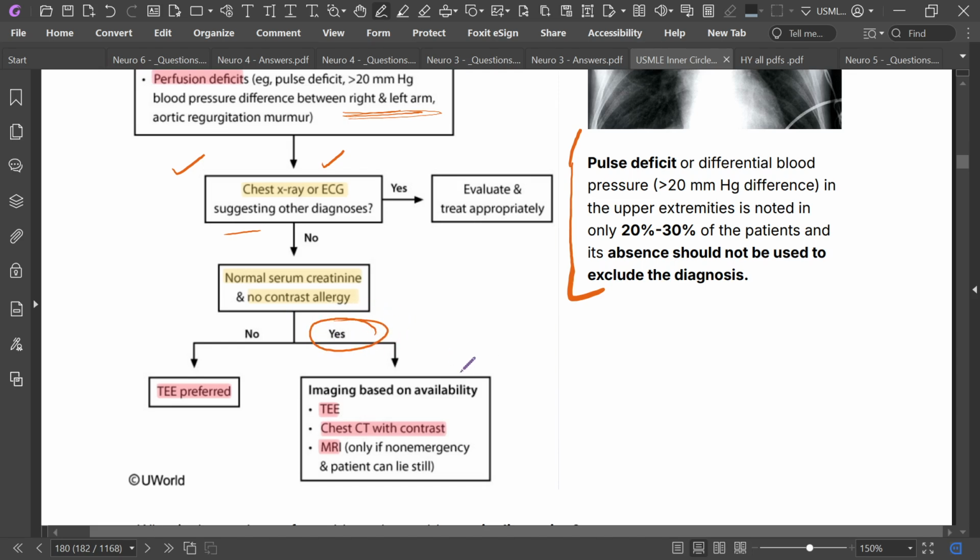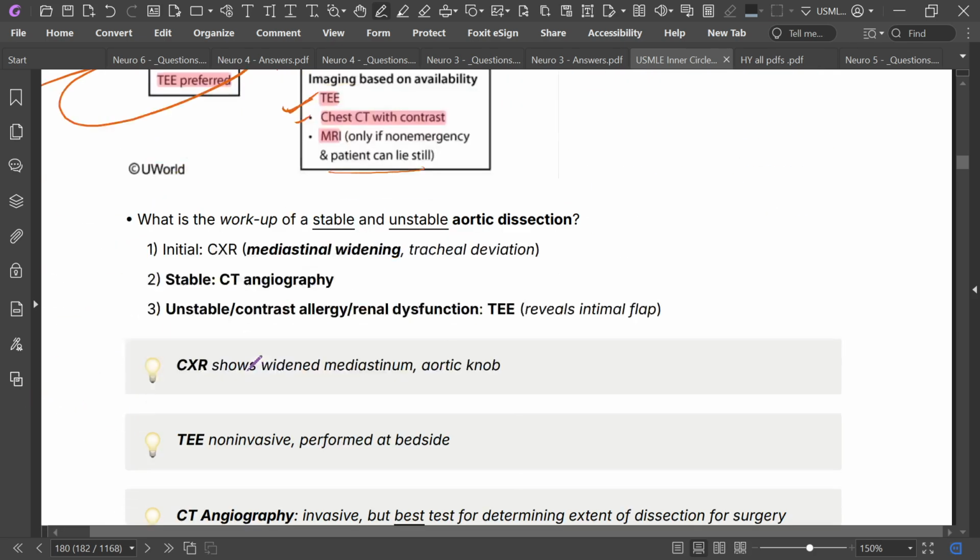Then go for these three: chest CT with contrast, MRI only if non-emergency and the patient can lie still, and transesophageal echo. If the patient is hemodynamically unstable, go for transesophageal echo.